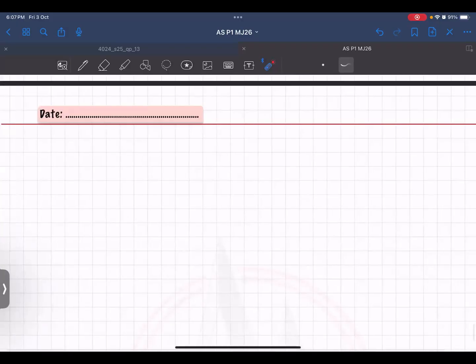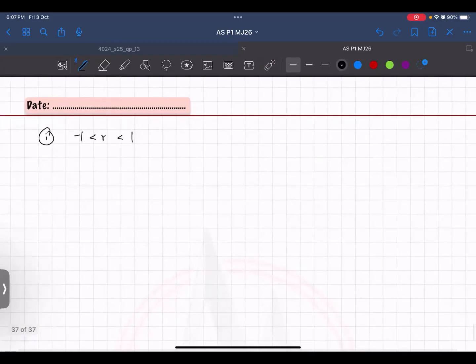Now, what about the sum formula? According to the value of r, if your r is between -1 and 1, the sum of the first n number of terms is a(1 - r^n) upon 1 - r, where n is the number of terms.